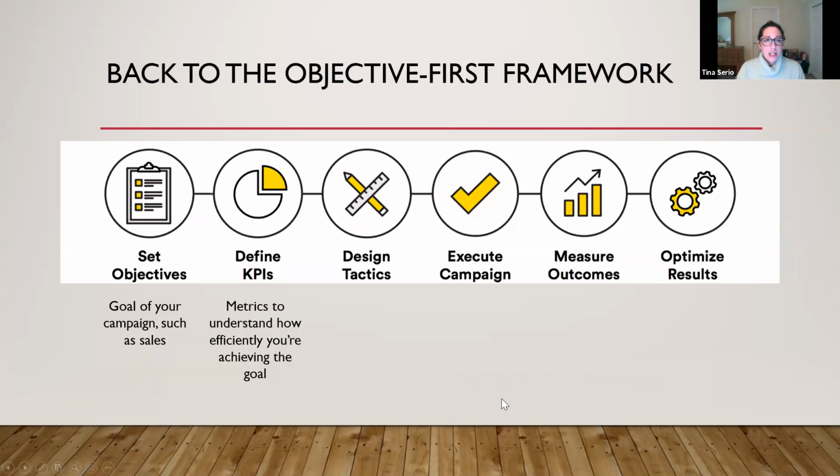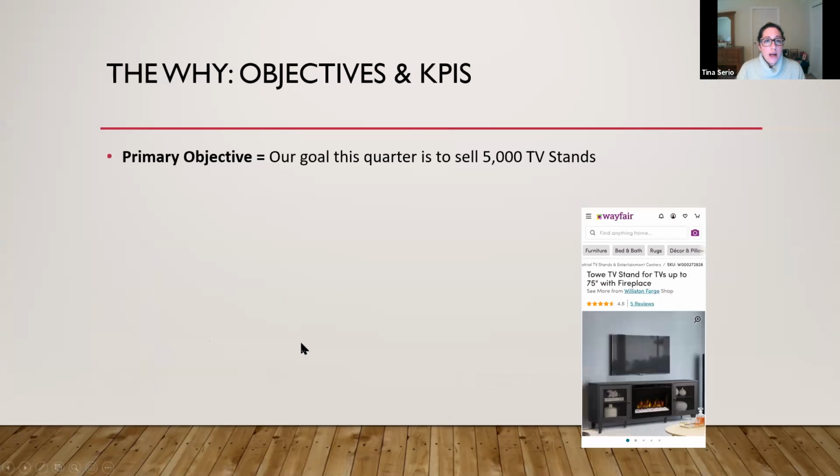Okay. So back to your objective first framework. Now we're gonna dive into setting objectives and KPIs for your Facebook ad campaign. So the first thing we're going to talk about is your objective. So if you were working for Wayfair, for example, and you were trying to sell TV stands, let's say that our objective statement is our goal this quarter is to sell 5,000 TV stands. Objective statement, really nice and clear and clean.